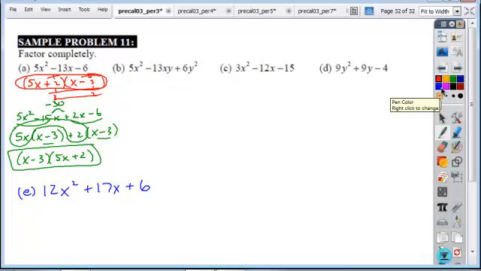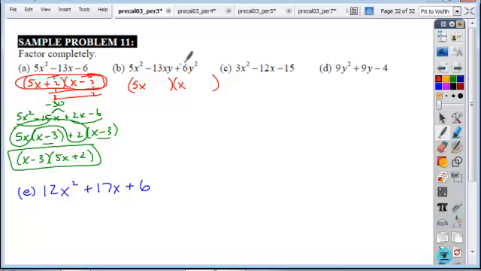B is a similar type of problem. It's slightly different, but it's set up the same way. Our leading coefficient is prime, so that means there's only one potential combination for that, 5x and x again. But now our last term is a +6. Now the y's carry with it, so we'll use that as well.